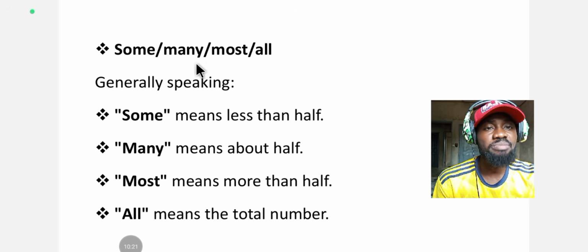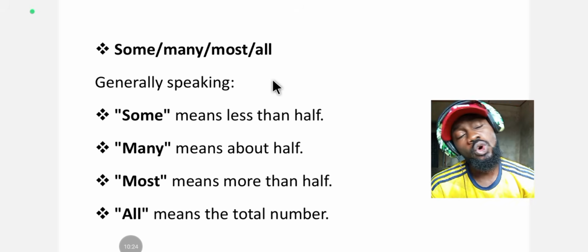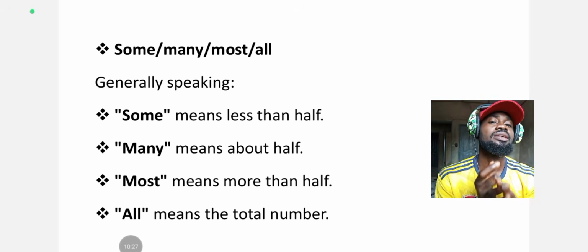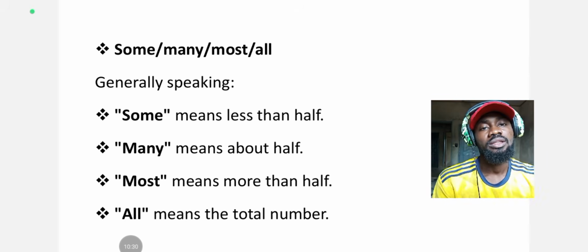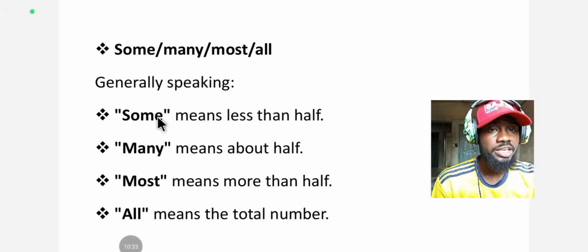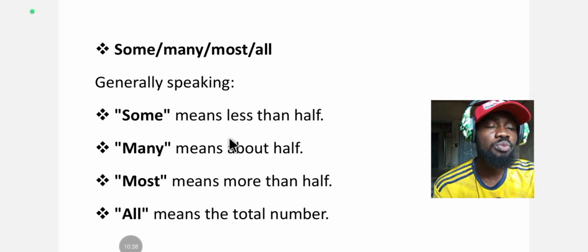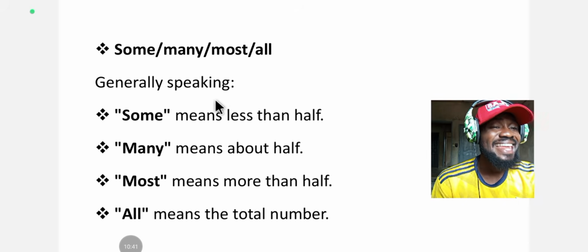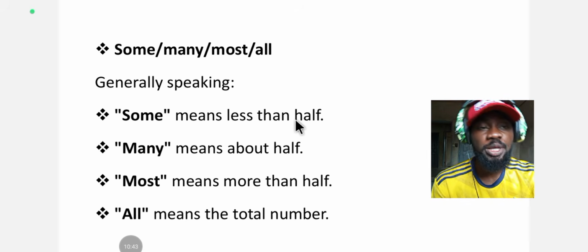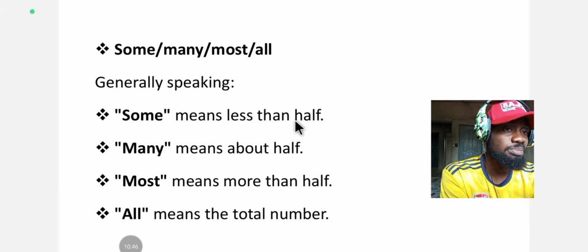Some, many, most, all. You have to understand how to use some, many, most, and all. Generally speaking, the first we have here is some. And what's the meaning of some? Some means less than half. Hope you are penning down. Hope you are making your notes. Some means less than half. So when you say some people, it means less than half of the people.